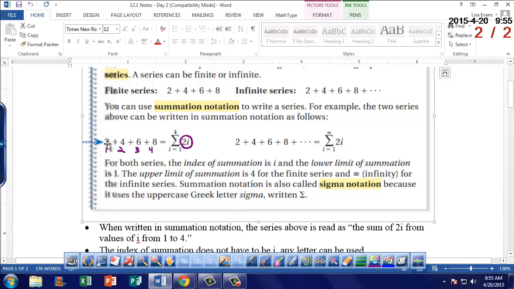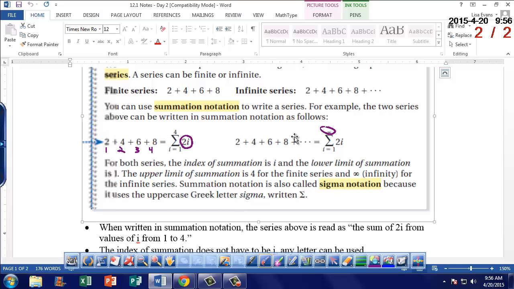Now you say, I'm starting at 1. We're always going to start at the first term unless it specifies. So this is term number 1, and I have 1, 2, 3, 4, 4 terms. This one, because it's infinite, it goes to infinity. Everything else is the same. So for both series, the index of the summation is I, and the lower limit of summation is 1. The upper limit is 4 for the finite and infinity for the infinite series.